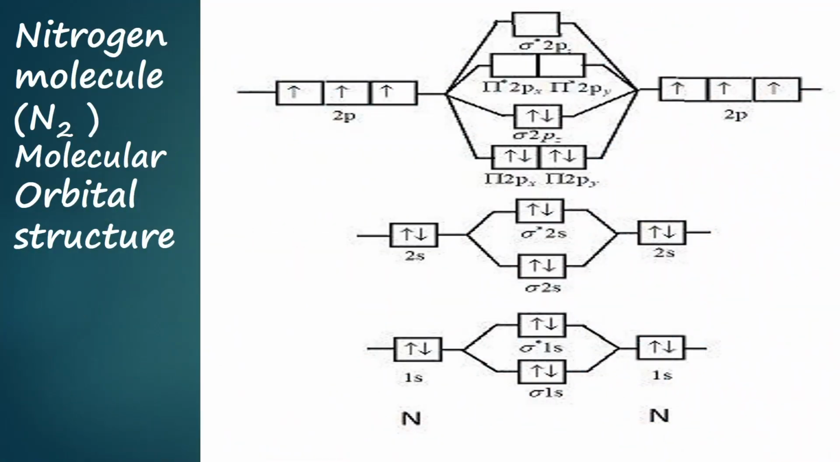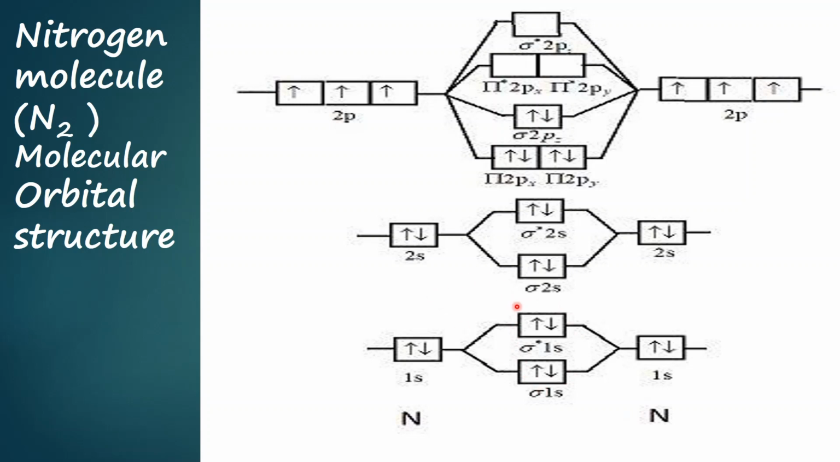I will explain the molecular orbital structure of the nitrogen molecule. In the nitrogen molecule, there are two nitrogen atoms. In the diagram, the left side orbitals are atomic orbitals and the right side orbitals are also atomic orbitals of another nitrogen. These two nitrogen atoms combine together to give the N2 molecule. So in the middle part of the structure we have molecular orbitals. The number of atomic orbitals combined is equal to the number of molecular orbitals formed.